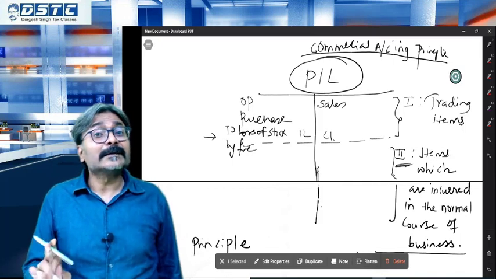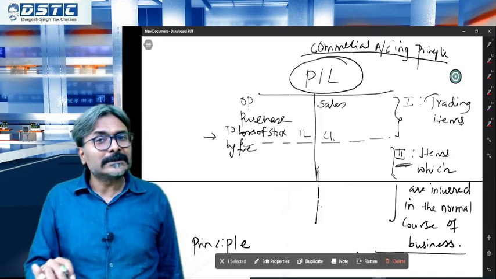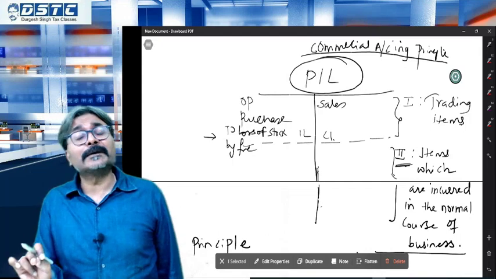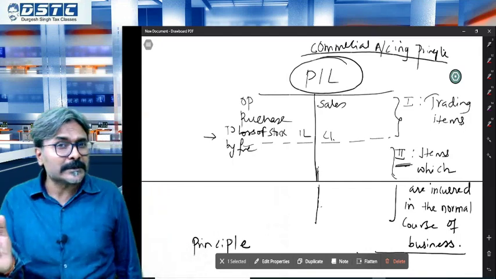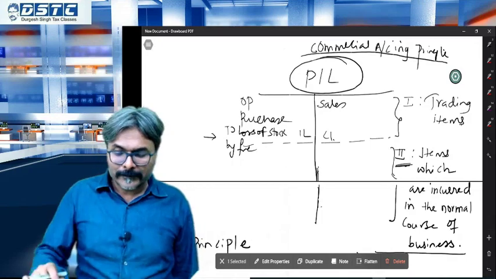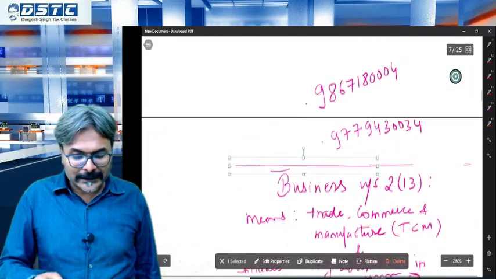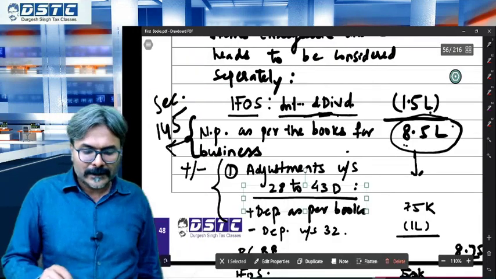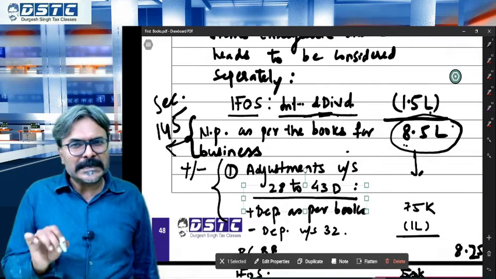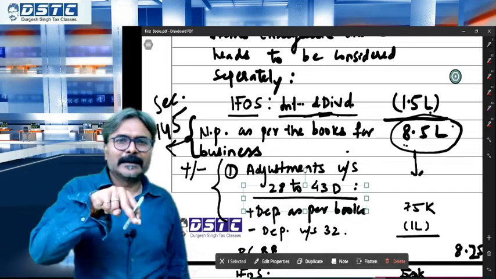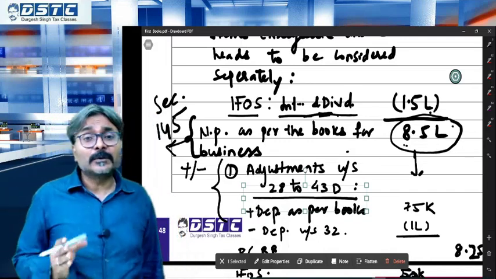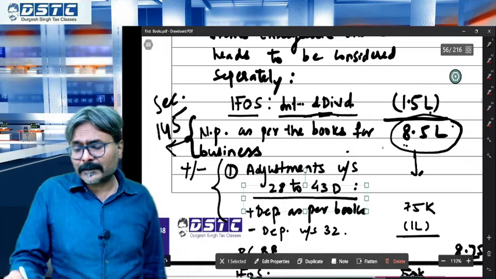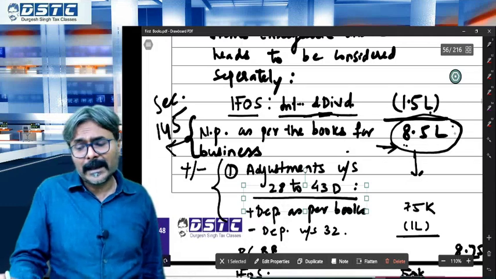Why? Because it is a part of your trading item, and because it is a part of your trading item, therefore this debit is as per the commercial accounting principle. And then what I told all of you was that the net profit should be as per the commercial accounting principle. So is your net profit, after debiting rupees 1 lakh towards the loss of stock by fire, as per the commercial accounting principle? And the answer is yes.